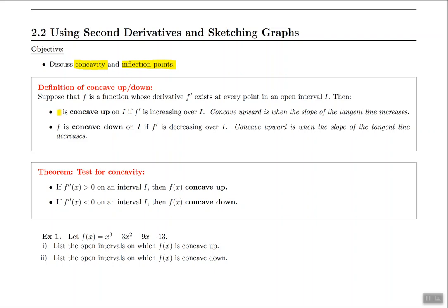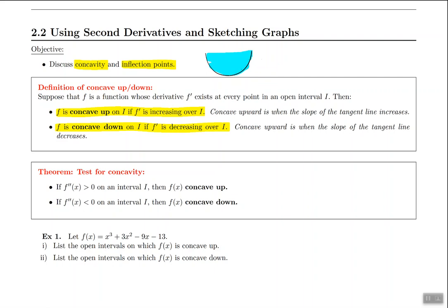So the two come hand in hand, just like increasing and decreasing were related to max and mins. We say that a function f is concave up if the first derivative is increasing, and we say that a function f is concave down if its derivative is decreasing. A concave up graph looks like a U shape. If water were to come down from the sky, it would accumulate inside the curve. So that's an easy and quick way to visualize whether a curve is concave up or not.